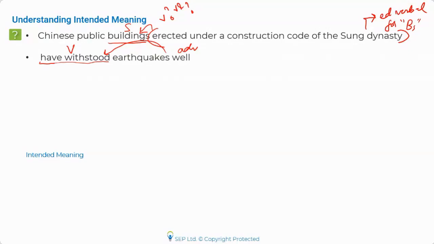How are you doing? I am doing well. Good modifies a noun. How are you? I am good. When I'm talking about I. All right. So have withstood earthquakes well. So this is an independent clause so far.